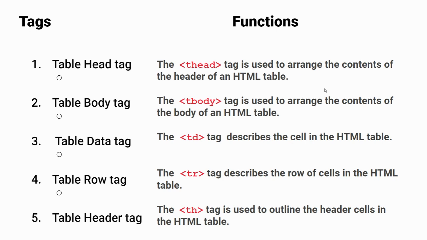So next we have the table body tag. The table body tag is used to arrange the content of the body of an HTML table. So we know what the body is basically. The body basically houses all the major information that is needed from the user. That means everything the user is to put inside. Now, the body tag does not contain the contents of the table head tag.